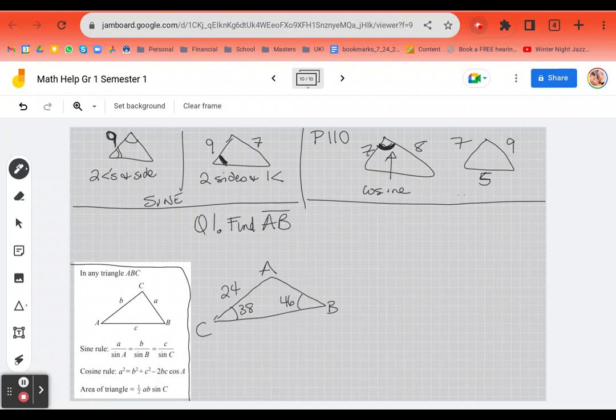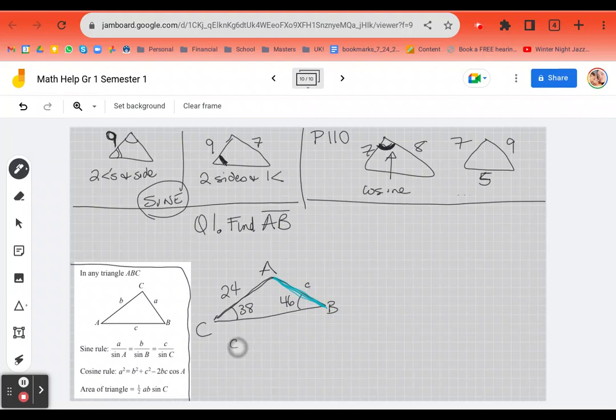Okay, this is question 1. It says find the length of AB. So what is AB? So we are given one length and two angles, one side and two angles. So we're looking at the sine rule. And we're looking for a length. Whatever we're looking for goes on top. That's how I remember. So this is opposite over the C. So I'm going to make that my C.